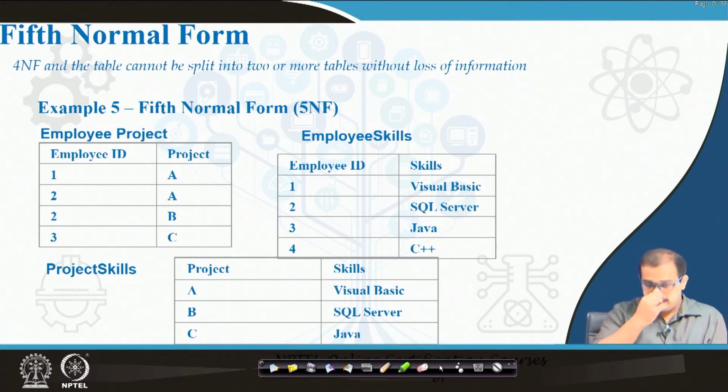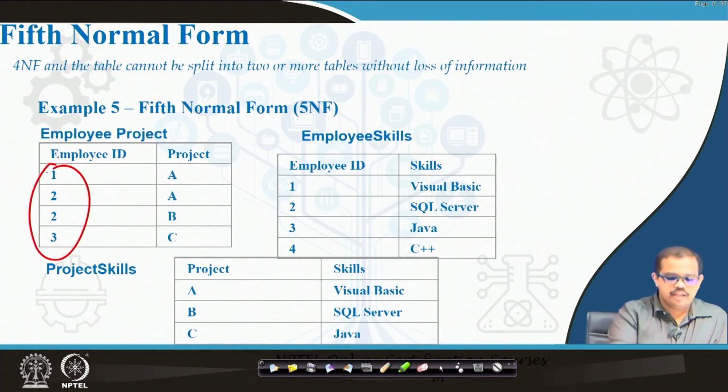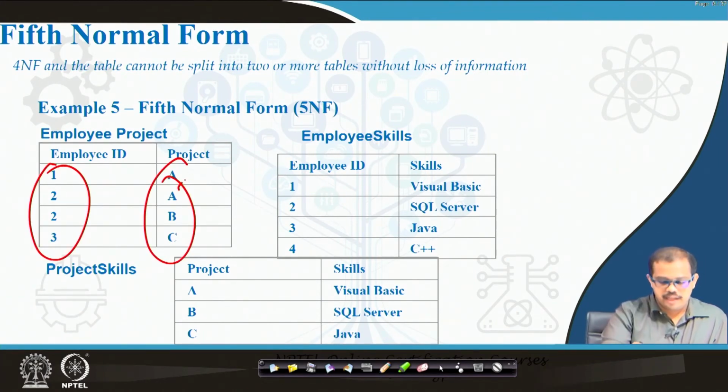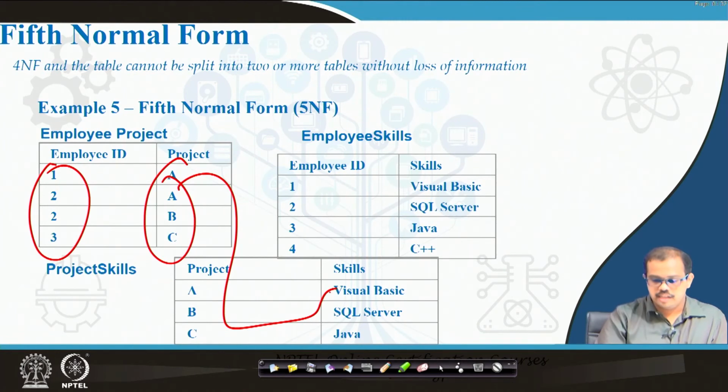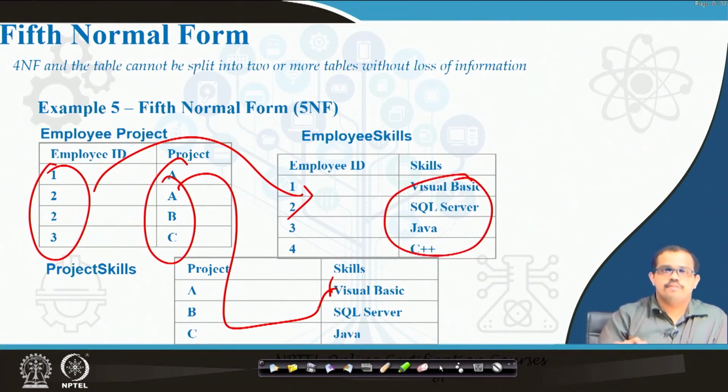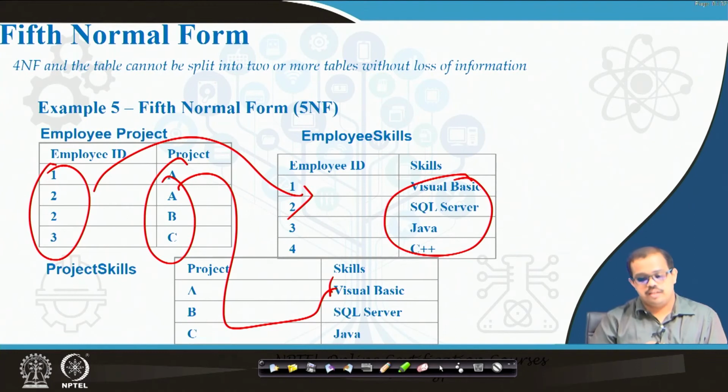When you are looking at it, this example is basically giving you a fifth normal form. The only thing is that there is a loss of information when you are looking at the fifth normal form. So this is an example of a fifth normal form. You have employee ID, you have a project. Now the same project is giving you the skills, and the same employee ID is defining the skills here. So they are interrelated. That is how your fifth normal form is developed.